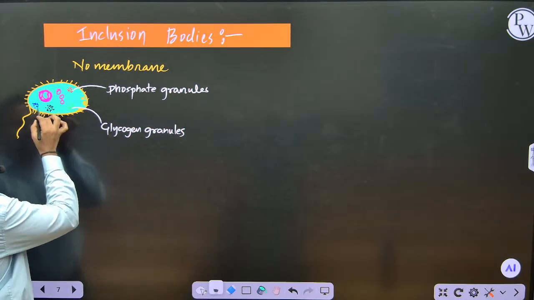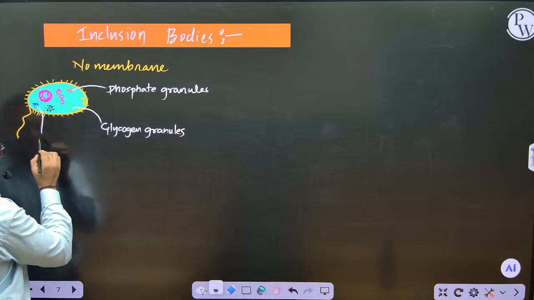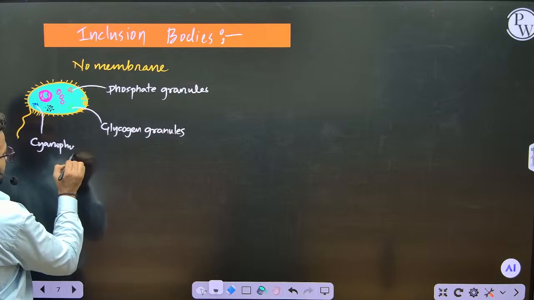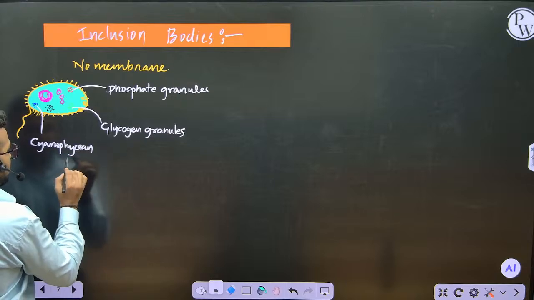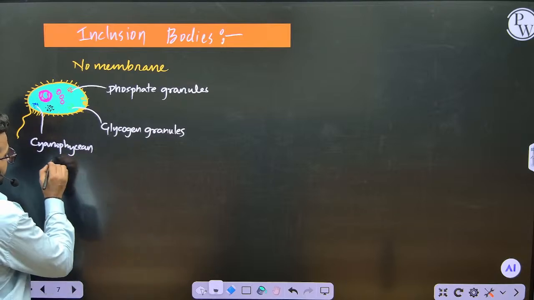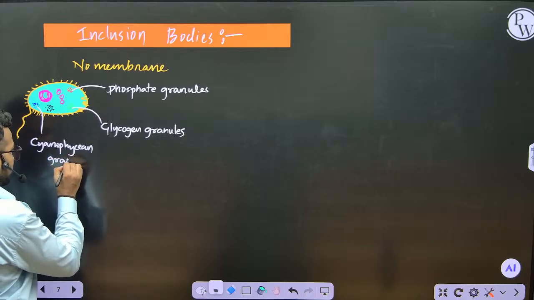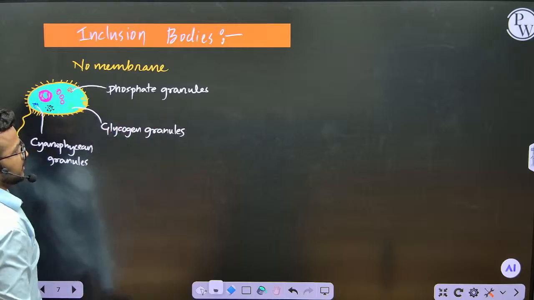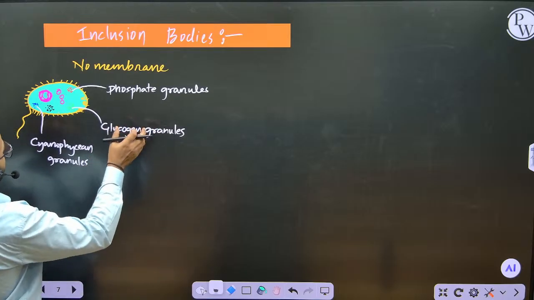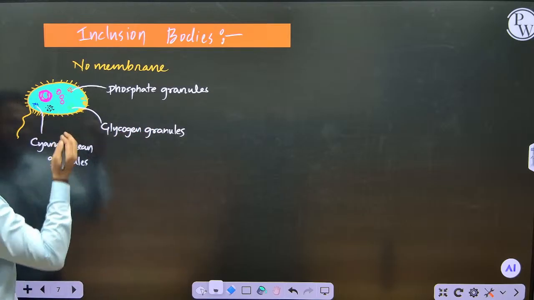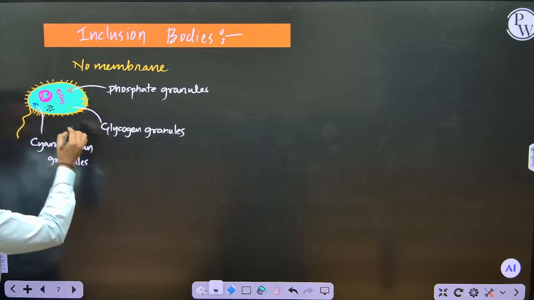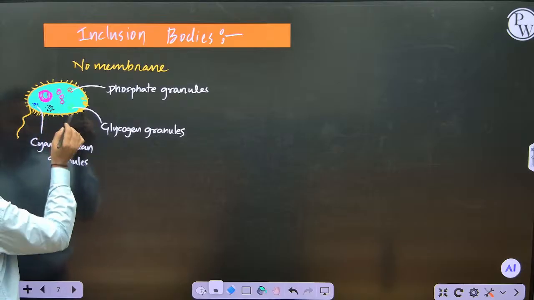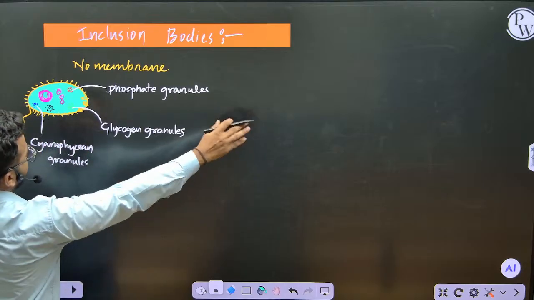And in some we will be seeing cyanophycin granules. So we need to discuss one by one now. In some you will be seeing gas vacuoles also, where there is no space inside. Okay, I will write separately.